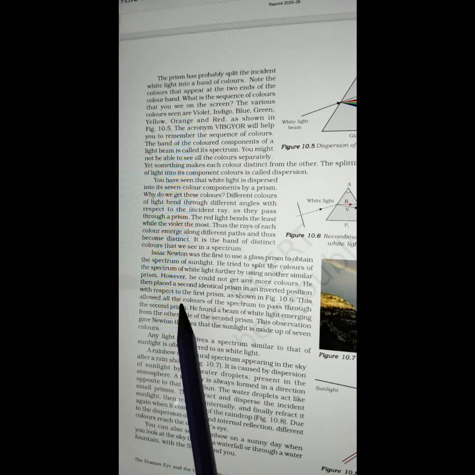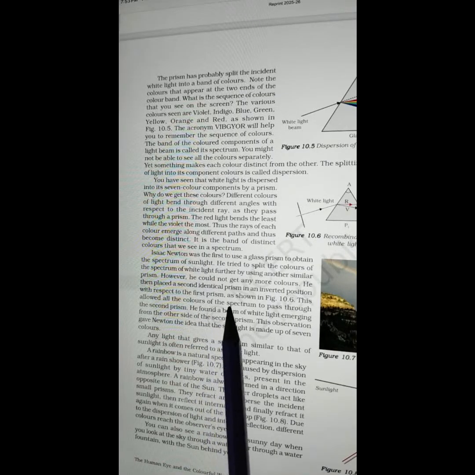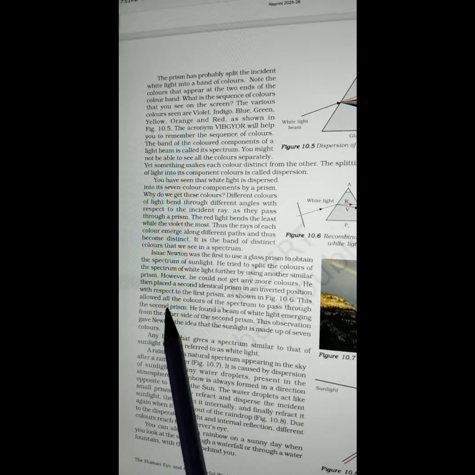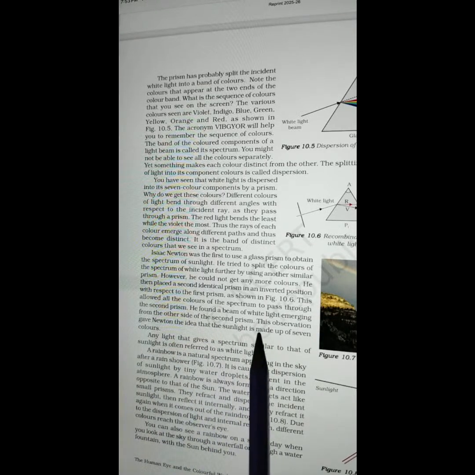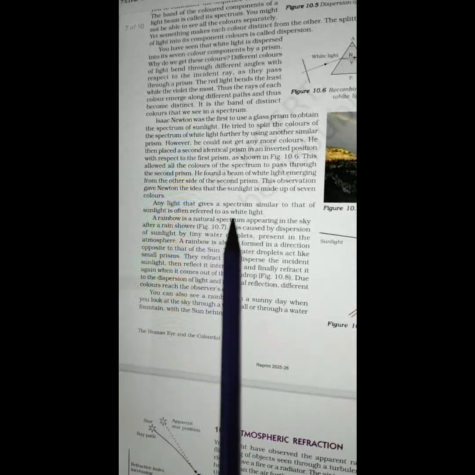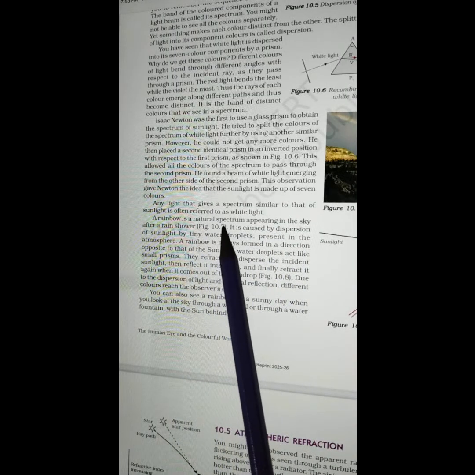He then placed a second identical prism in an inverted position with respect to the first prism, as shown in figure 10.6. This allowed all the colors of the spectrum to pass through the second prism. He found a beam of white light emerging from the other side of the second prism. This observation gave Newton the idea that sunlight is made up of seven colors. Any light that gives a spectrum similar to that of the sunlight is often referred to as white light.